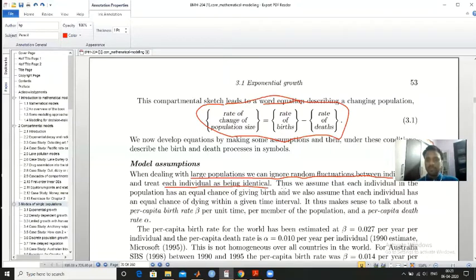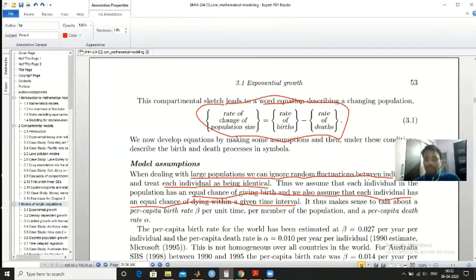So it is again written, thus we assume that each individual in the population has an equal chance of giving birth, and we also assume that each individual has an equal chance of dying within a given time interval. Right? Means we are neglecting the fluctuations between the individuals. That's clear. So these are our assumptions when we are developing the model.